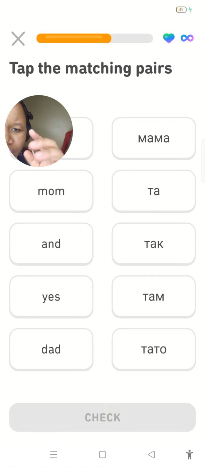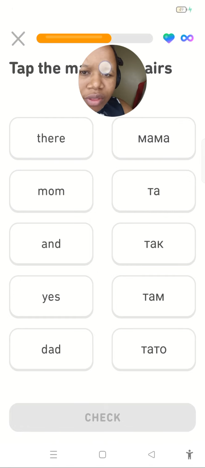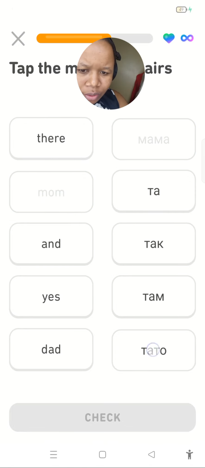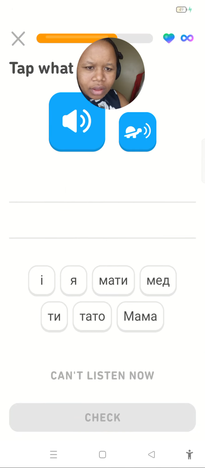Okay, tap the pairs. There's this thing where you get pairs that you can match, ones that go together. So mama, tato, tak, and ta, tam. Mama e tato.